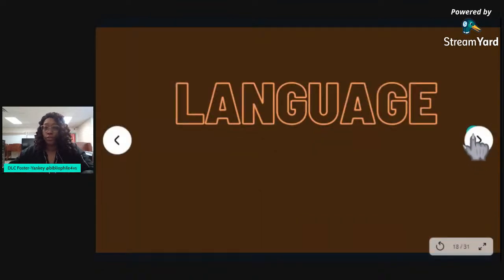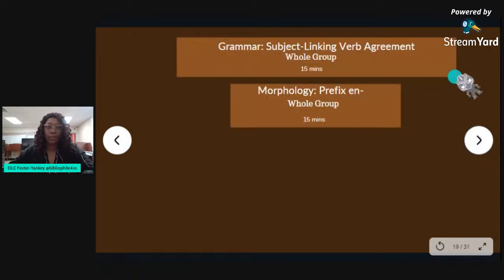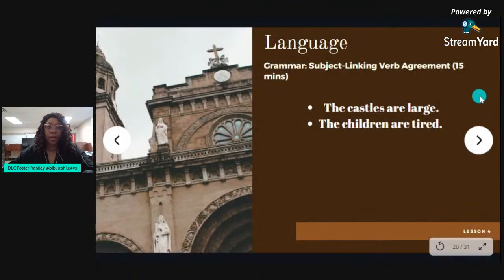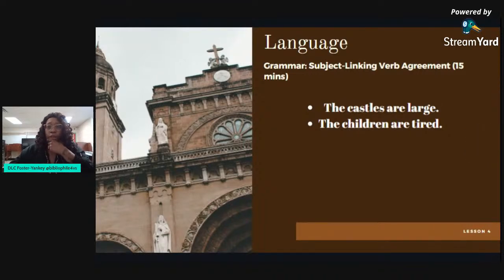From there, they'll move on to the next component, which is language. Language is divided into two 15-minute components for a total of 30 minutes. The first subcomponent is grammar, subject linking verb agreement. So for this component, you'll see the teacher reminding students that they have learned about subject linking verb agreement in the past and present tenses and reviewing what linking verbs do and do not do.